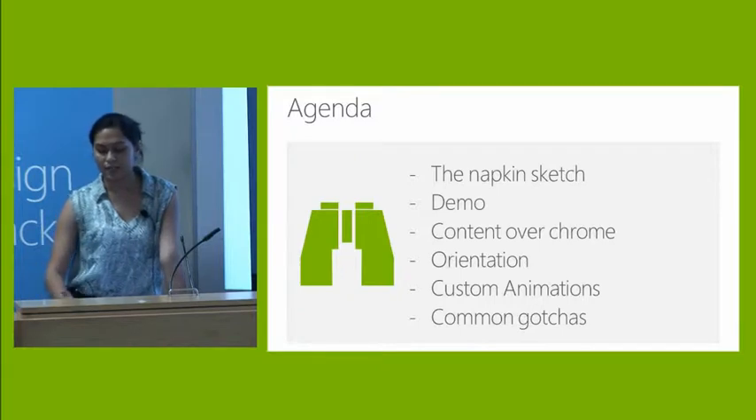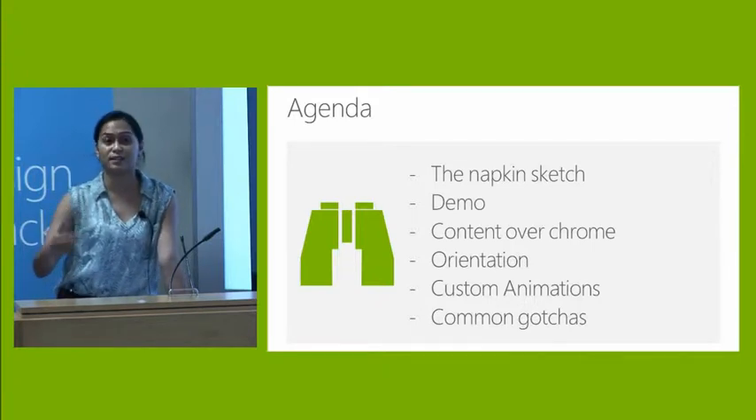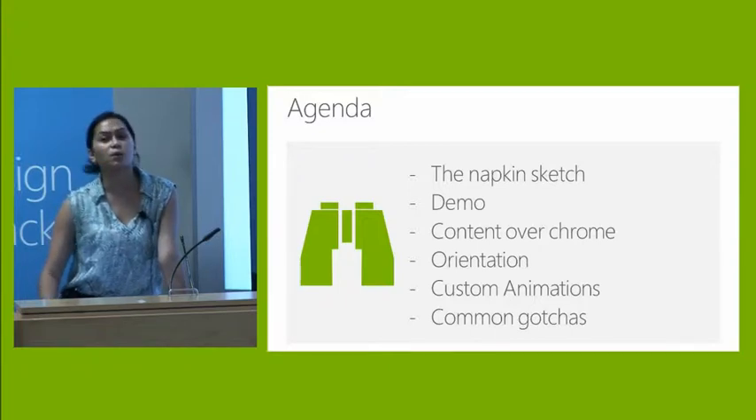So some of that is going to be covered under Content over Chrome, orientation, and custom animations. And then I threw in just a tiny little section for common gotchas that actually got us, and we had to fix them after we went through App Excellence reviews or realized right before we were starting to actually send our app to the store.